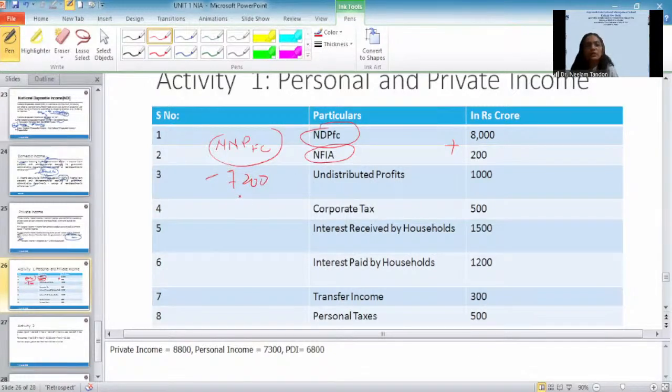In this, corporate tax is further to be deducted. So you deduct corporate tax. So this also will be minus. This is minus. This is minus. These two are plus. Then interest received by household is 1500. Paid by household is 1200. So it is plus rather. This is how much? 300. So 300 plus. Then transfer income, we have to add. So we have added this. What's the sum now? Calculate the sum.